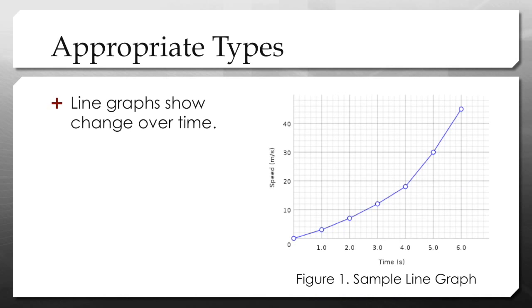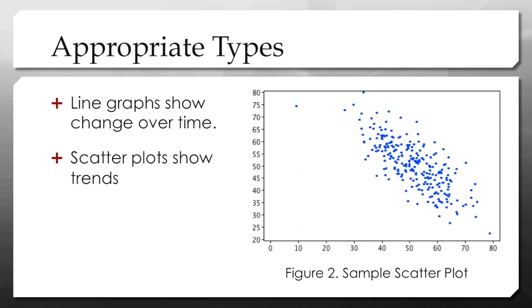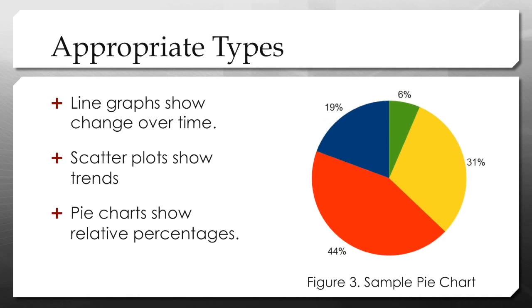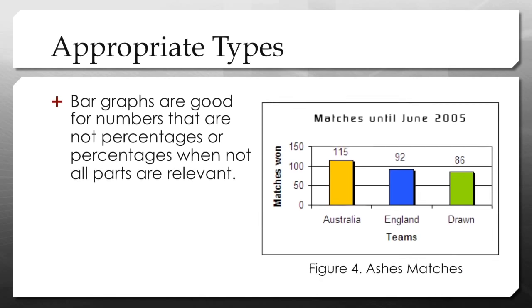Line graphs are generally good for showing change over time. Scatter plots with time on one axis are good for showing trends when individual data points may vary. Pie charts are good for showing relative percentages when all the different options are relevant, though they are not at all useful for data with 2 or fewer options and are only sometimes useful when there are more than 7 options. Bar graphs are good for comparing numbers that are not percentages, such as prices, or comparing percentages when not all parts are relevant.